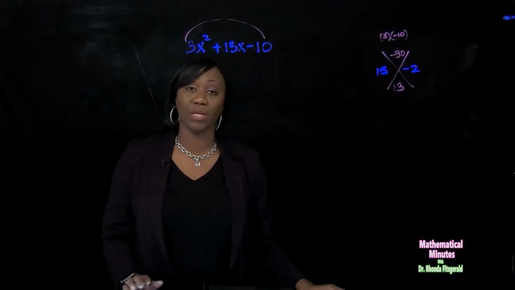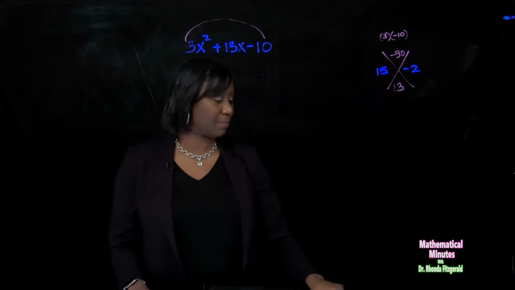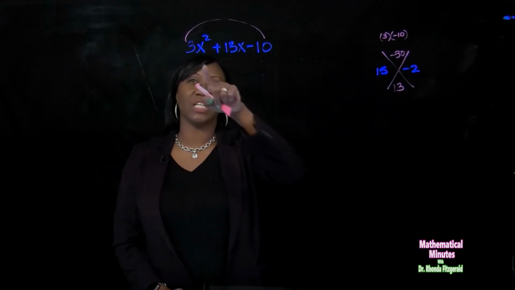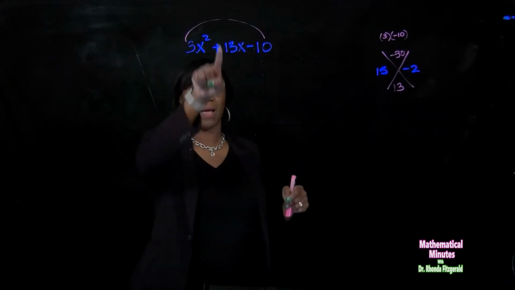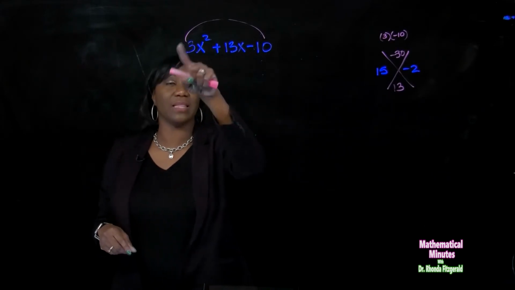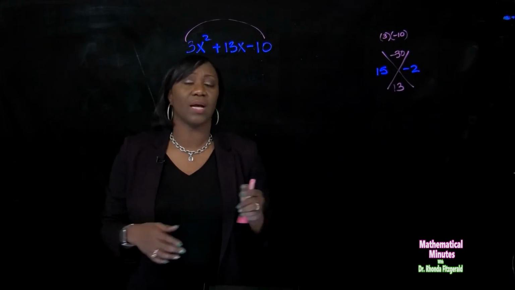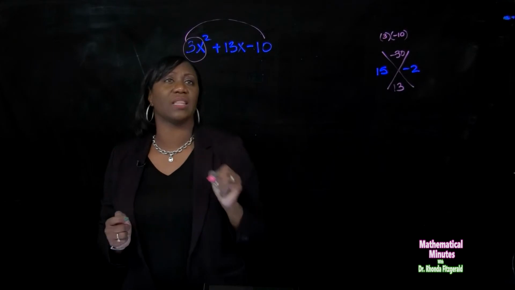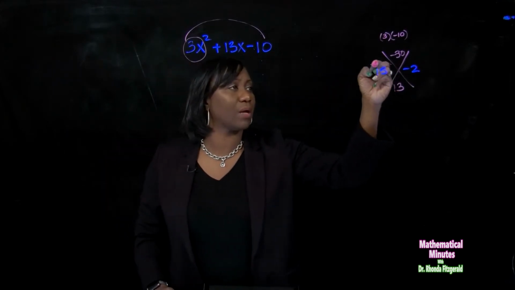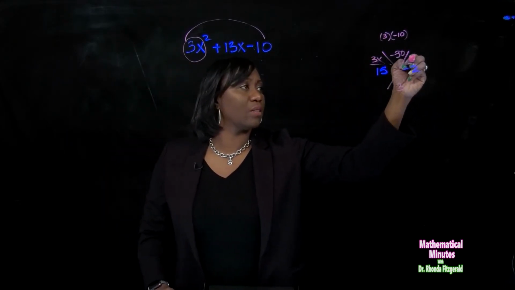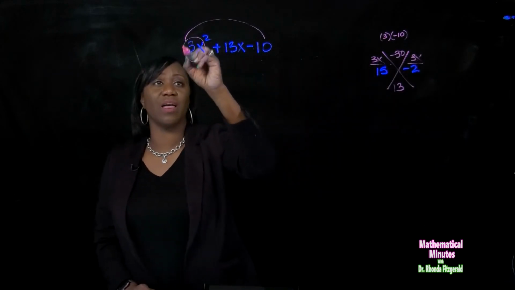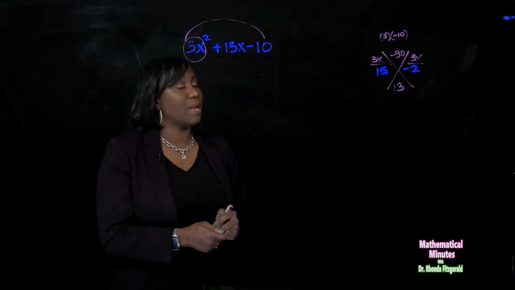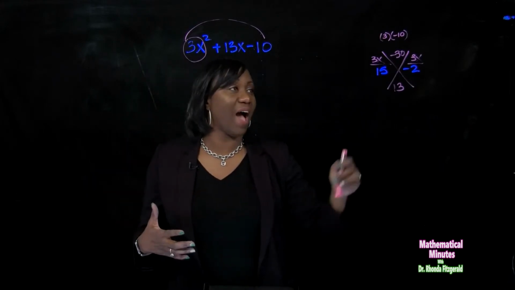Now in order to complete this process, I need to look at the beginning of my problem. My leading coefficient was 3x squared. And so what I really want to do is just take the 3x and put it over top here. So whatever this is, that's what's going to go there, 3x. Now we just simply want to simplify these fractions.